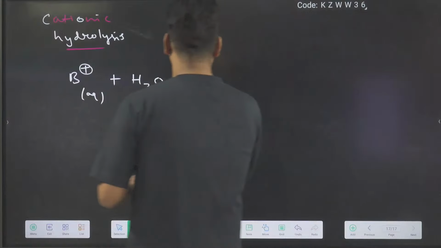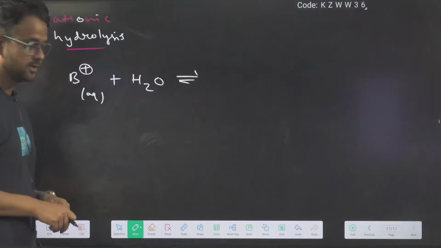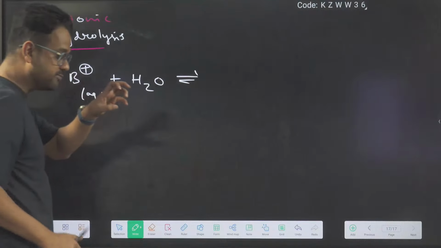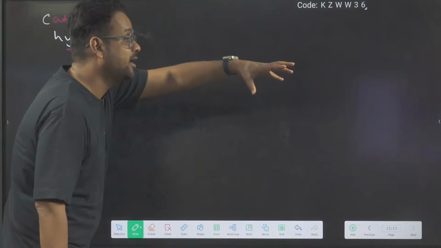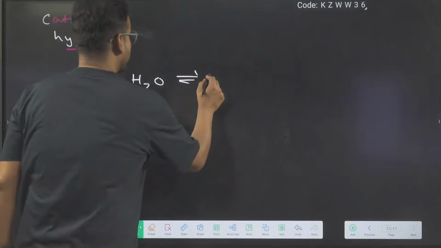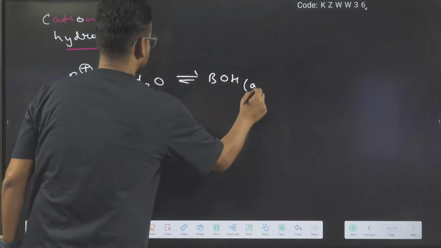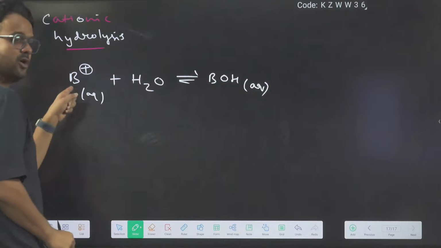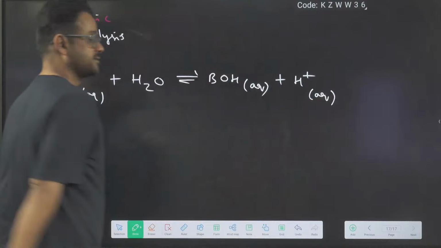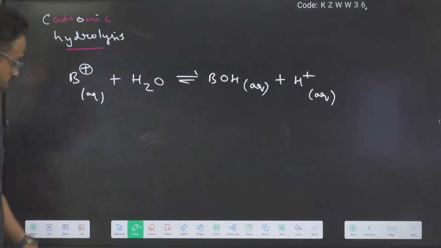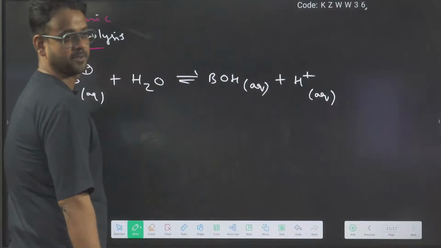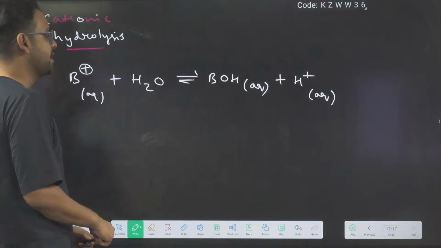So B+ plus water, any cation undergoing hydrolysis. See, water is made up of H+ and OH-. So this positive charge will attract what? It will attract OH- from water. The cation will take up OH- from water and form BOH aqueous. Now, once it steals away OH- from water, what is left, boys and girls? You are left with H+ aqueous. So moral of the story, it will behave just like a weak monoprotic acid.